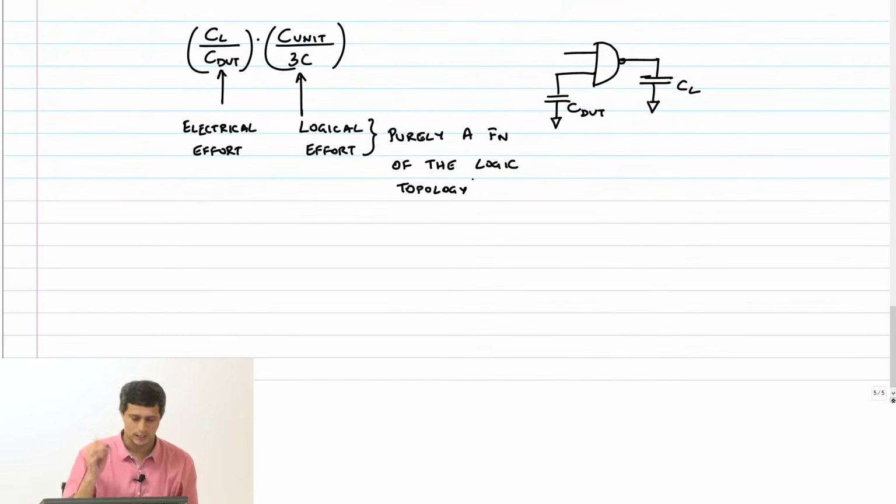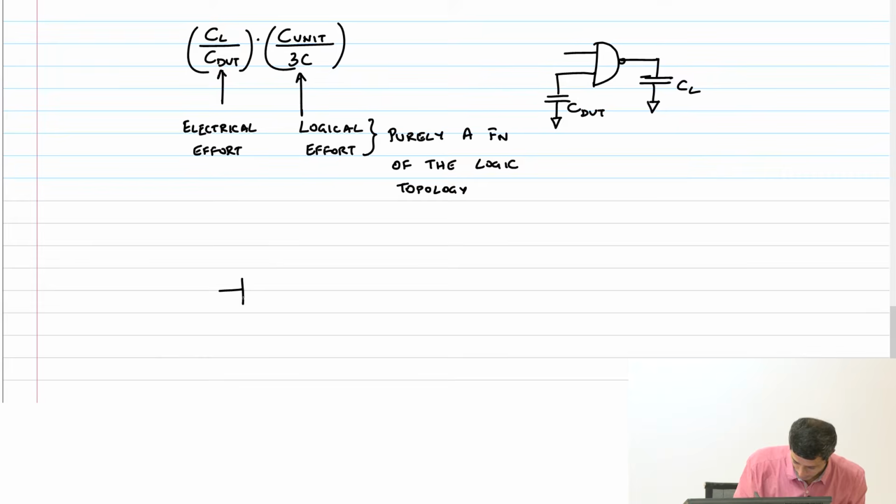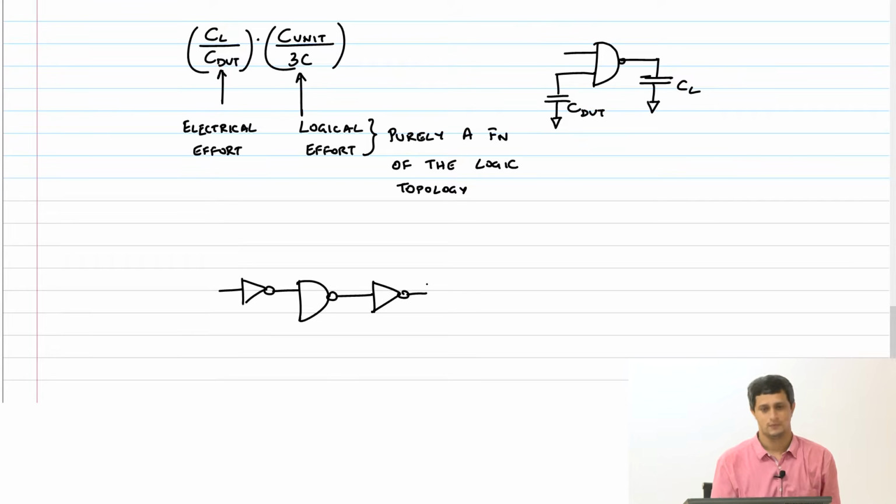Okay, so last class, let us consider this particular example. I have an inverter driving a NAND and driving another inverter. Let's say this is a 1x inverter, this is let's say 64x, some larger inverter. This has some arbitrary size, or let's say it's a unit gate. This is a unit gate.